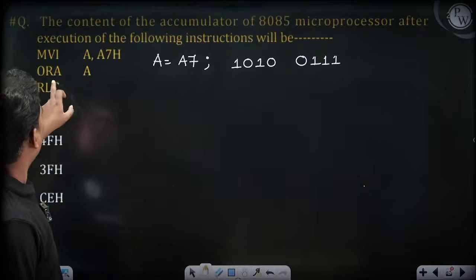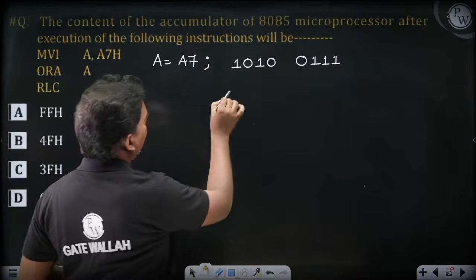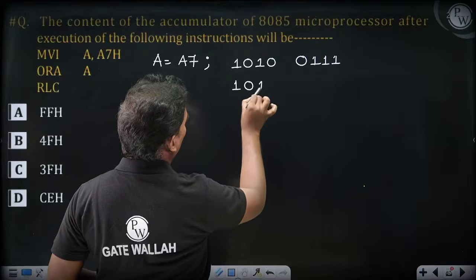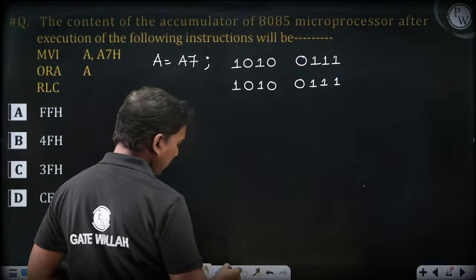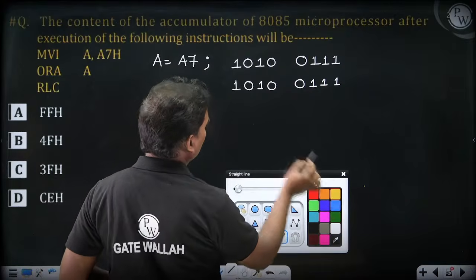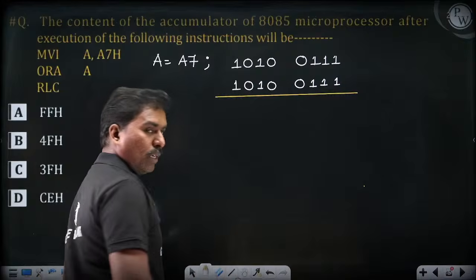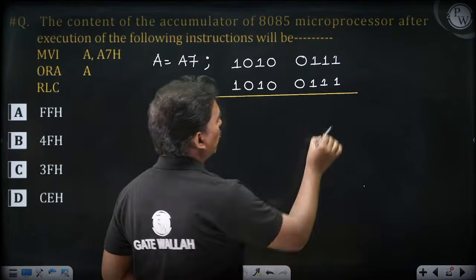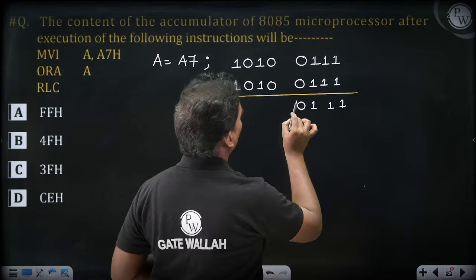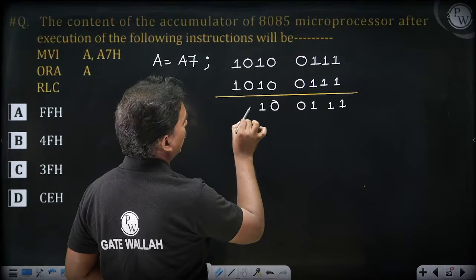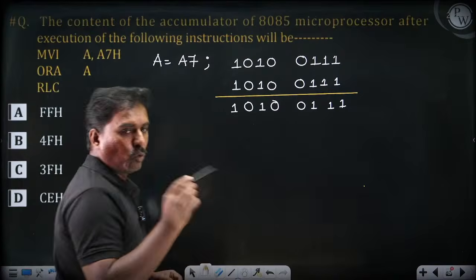Okay. Next, ORA with A. So again A, 10100111. So what is the OR operation? The OR operation makes the output 1 if any one of them is equal to 1. So this will be 1, this will be 1, this will be 1, 0, 0, this will be 1, 0, 0. If any one of them is 1, the output will be 1.